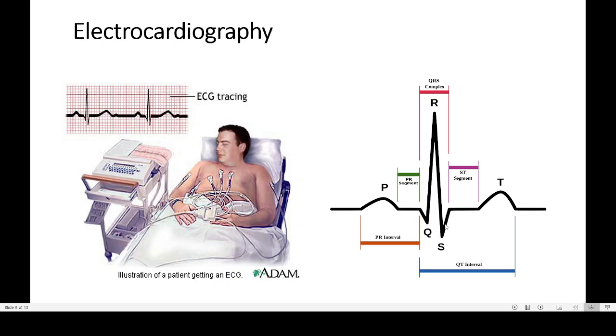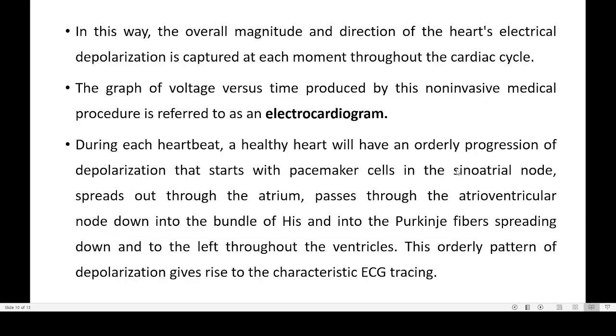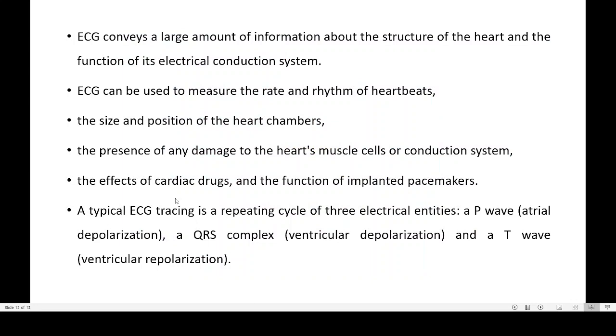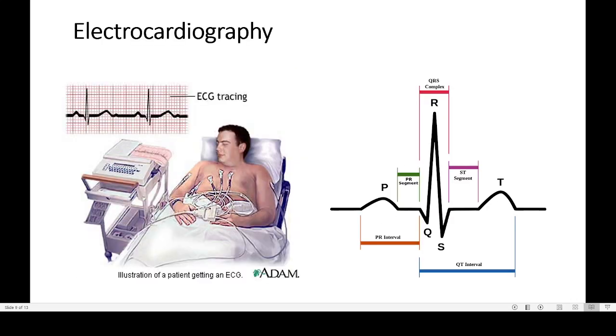Then the second wave is known as QRS, which is ventricular depolarization. And the third wave is ventricular repolarization. So there are three basic waves. QRS happens during the contraction of the ventricle, and the T wave happens during the relaxation of the ventricle. So there are three basic waves in the PQRST.